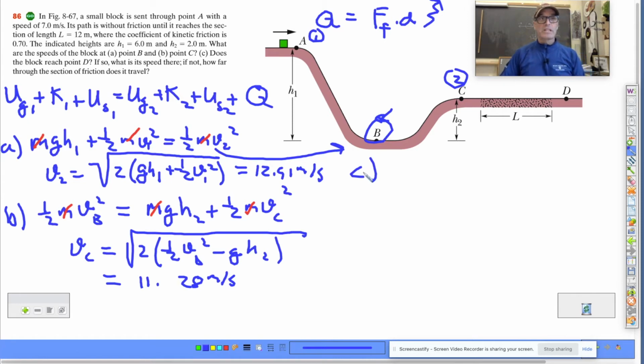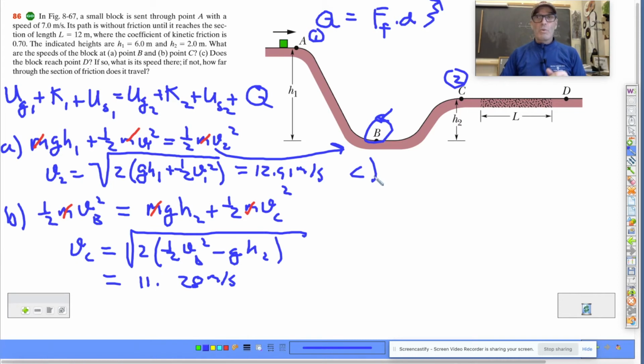Does the block reach D? I don't know. Let's assume, okay, I'm going to take a guess again. I'm going to assume it doesn't reach D, which means it doesn't have kinetic energy at D. Okay, let's say you did solve for the kinetic energy or the velocity at D. You would get negative kinetic energy. Now, can an object have negative kinetic energy? You're hearing this for the first time.